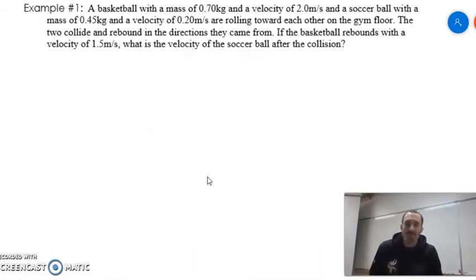Let's do our examples. A basketball with a mass of 0.7 kilograms and a velocity of 2 meters per second, and a soccer ball with a mass of 0.45 kilograms and a velocity of 0.2 meters per second are rolling toward each other on the gym floor. Very exciting. The two collide and rebound in the directions they came from. If the basketball rebounds with a velocity of 1.5 meters per second, what is the velocity of the soccer ball after the collision?